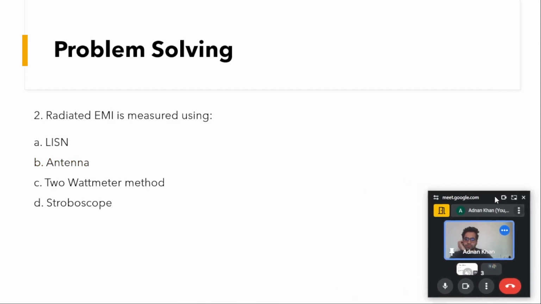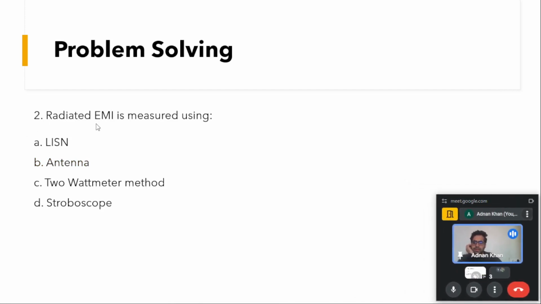Question number 2. Radiated EMI is measured using: LISN, antenna, two wattmeter method, or stroboscope.